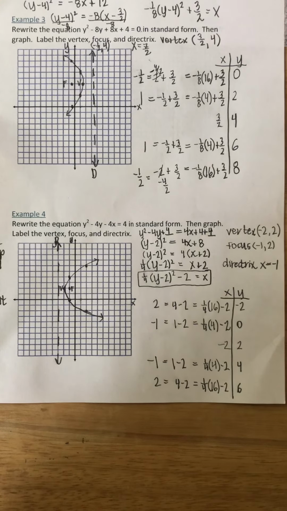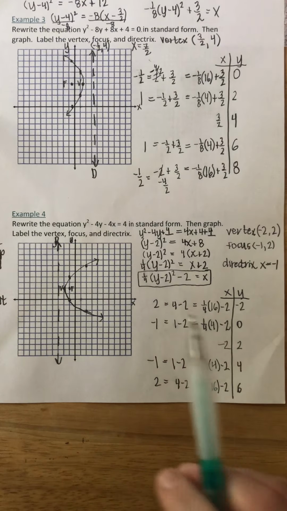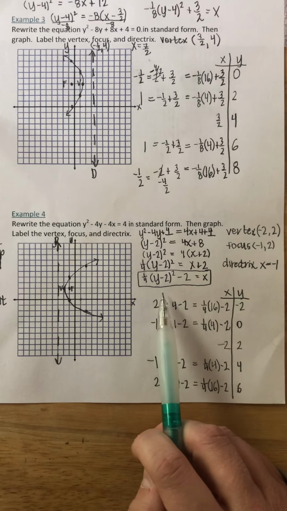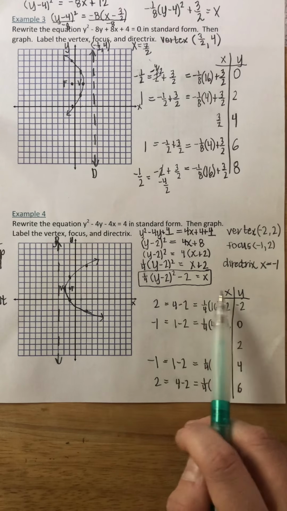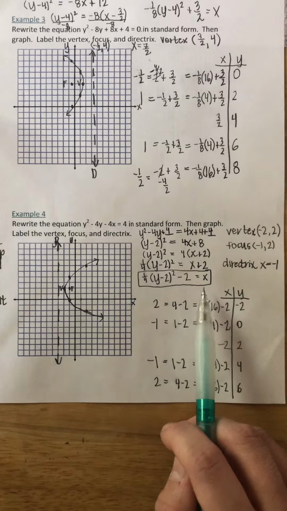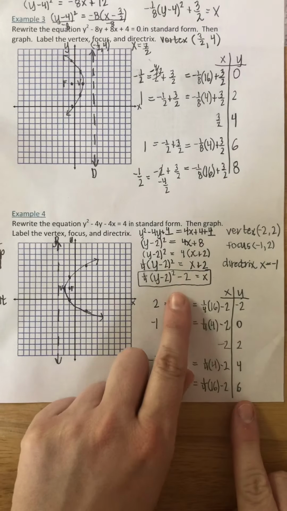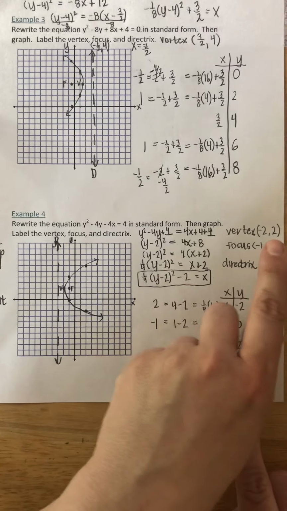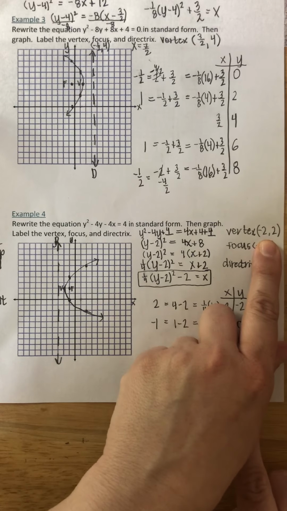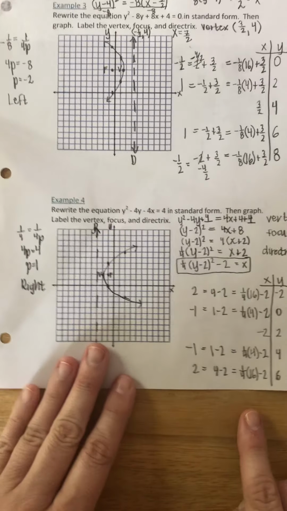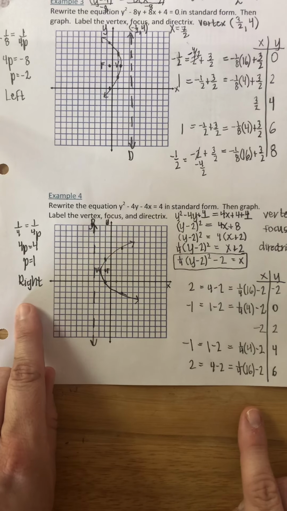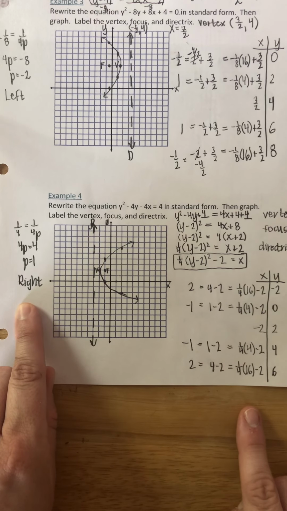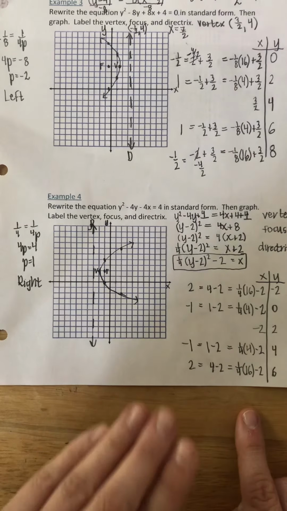Right, here we are with example 4. You can see from my work where I solved for x, and that gave me a value of h of -2 and k is +2, so that gives me a vertex of (-2, 2). Over here I have my work for solving for p, and I got a +1, so my parabola is going to open to the right.